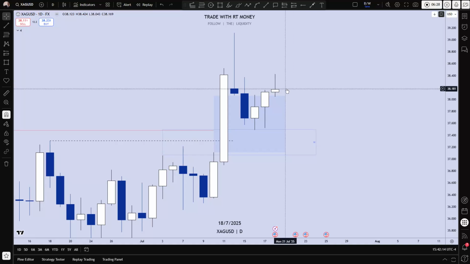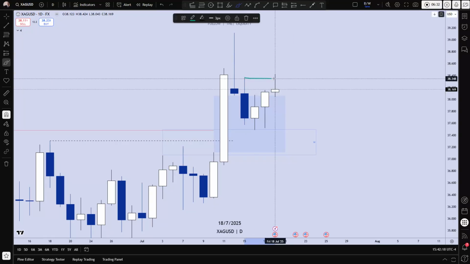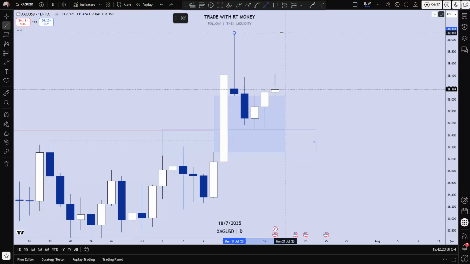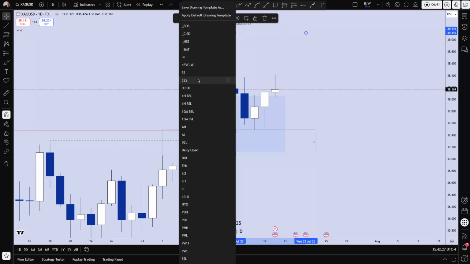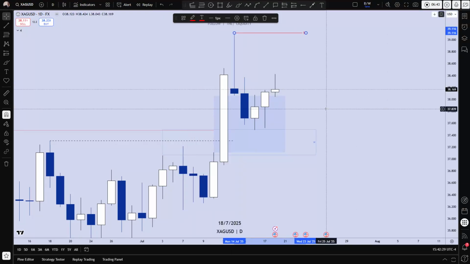What can we say is the draw on liquidity right now? Price already took this high here, right? That's right. You guessed it right. The swing high. This will be the draw on liquidity. All right. This is what I declare is the draw on liquidity. I think price is going to go higher towards that.